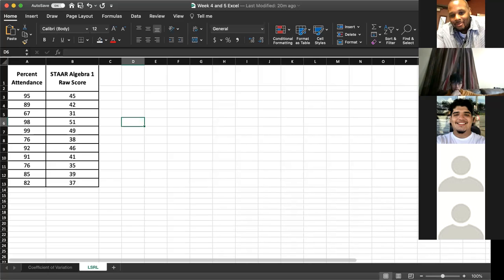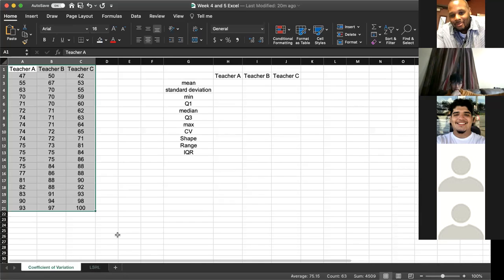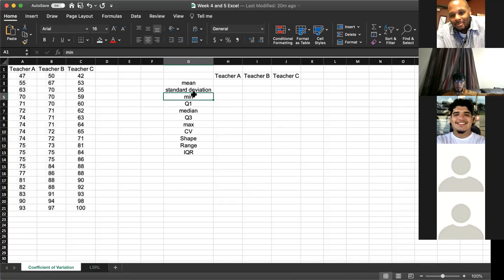All right, so we're going to look at this coefficient of variation data, and we're going to fill out all of these summary statistics for each teacher. We're going to find the mean, the standard deviation, the minimum, Q1, median, Q3, and the max. Does anybody remember what those are called? The quartiles? That's close. Q1, median, Q3 are the quartiles. It's actually called the 5-number summary.